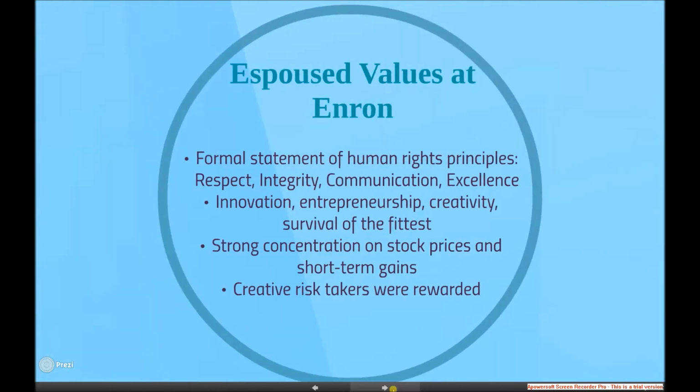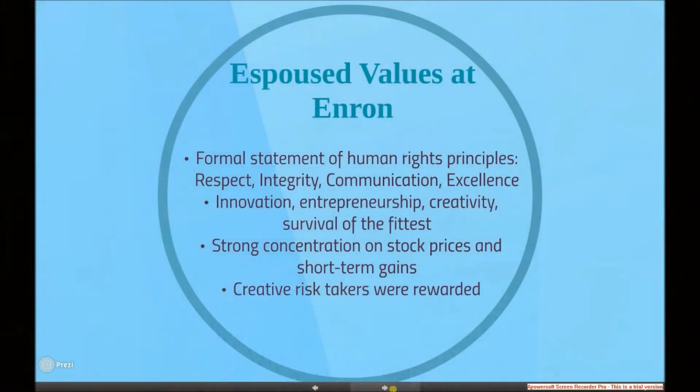Some of the espoused values at Enron that we've seen include their formal statements of human rights principles: respect, integrity, communication, and excellence. In addition to those 4 areas, they espoused values of innovation, entrepreneurship, creativity, and an attitude of the survival of the fittest. There was a strong concentration from leadership on stock prices and short-term gains, and they also rewarded people who were creative risk takers who may have bent or broken trade rules.